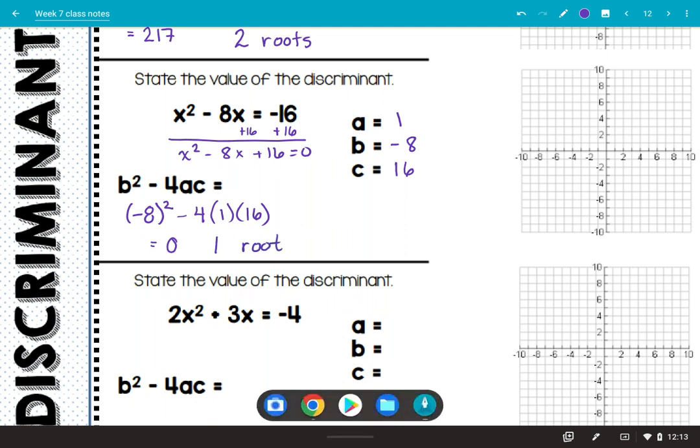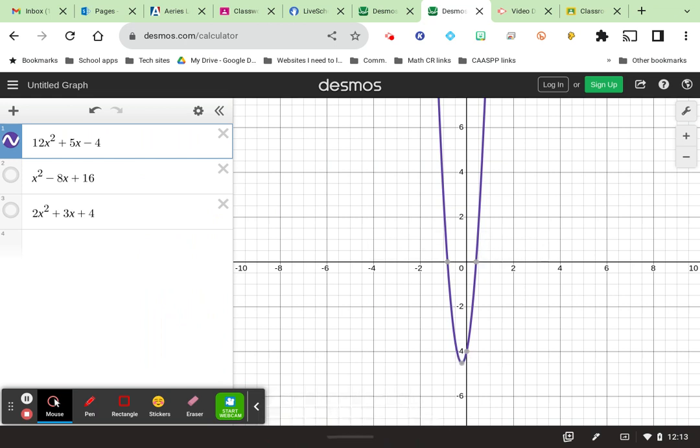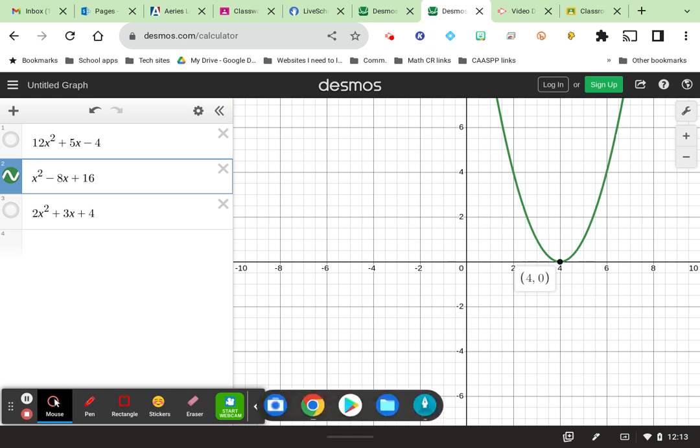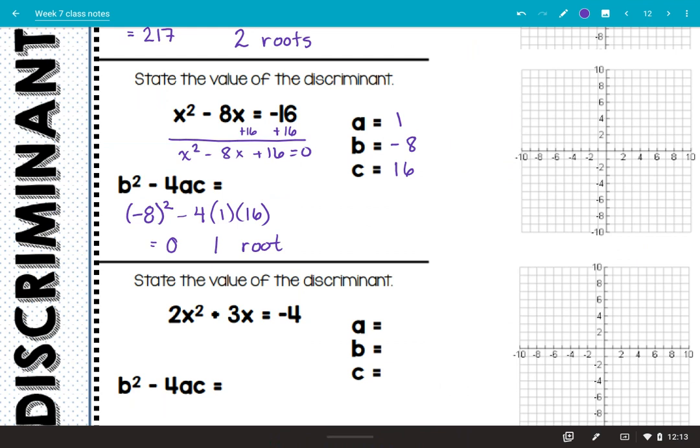And if we go ahead and check, clear that one, check this one, we can see it actually crosses the x-axis at 4. It's going to come down, touch it, and go back up. So we're going to draw that. It's going to come down, touch at 4, and go back up. And there we have it, just one root.